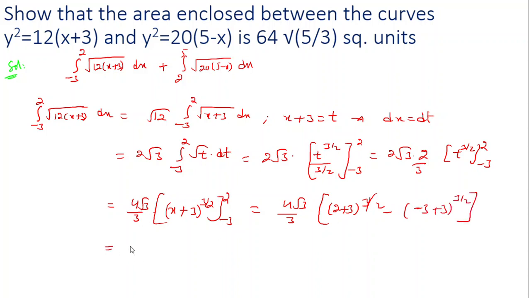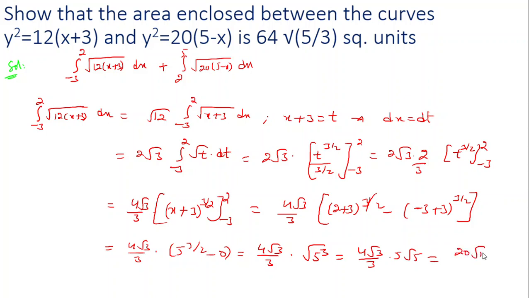So now this is equal to 4 root 3 by 3 into 5^(3/2) minus 0. So now this is equal to 4 root 3 by 3 into root 5 cube. So now this is equal to 4 root 3 by 3 into 5 root 5. So now this is equal to 20 root 15 by 3 square units.